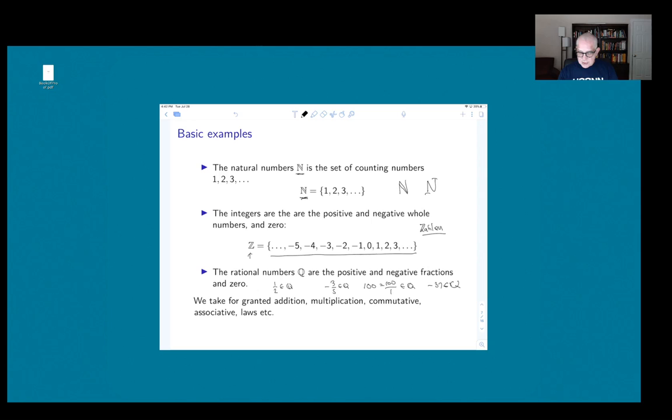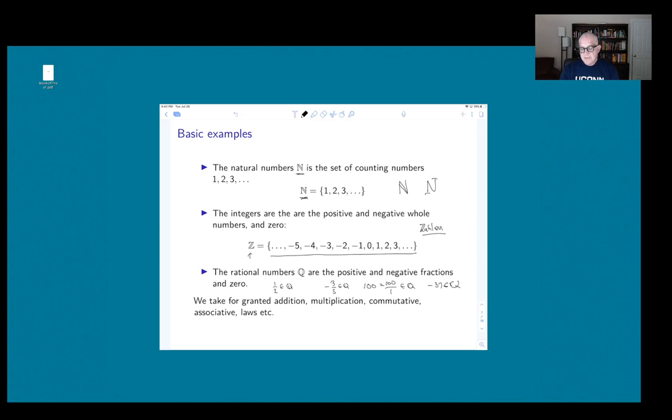So if you want, you can think of each of these sets as getting bigger. The natural numbers, the integers, and the rational numbers get bigger and bigger. We know quite a bit about these sets. We know, for example, that you can add and subtract and multiply and divide at least some of the time. And for the rest of the course, we're going to take the basic rules of addition and multiplication for granted.